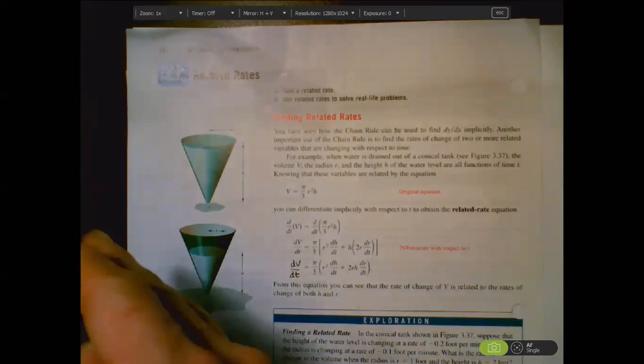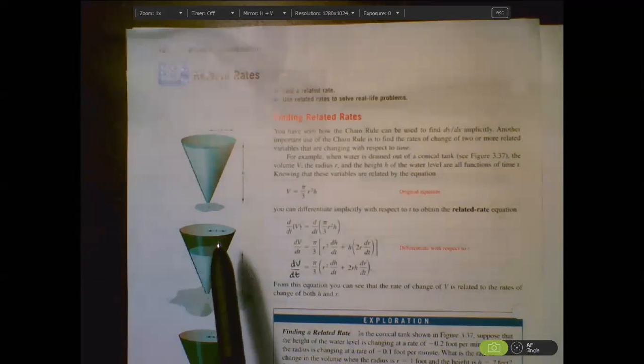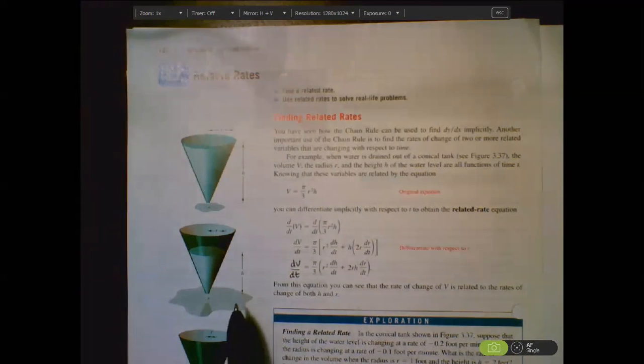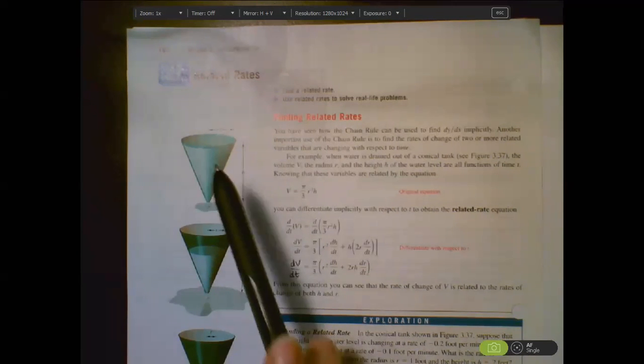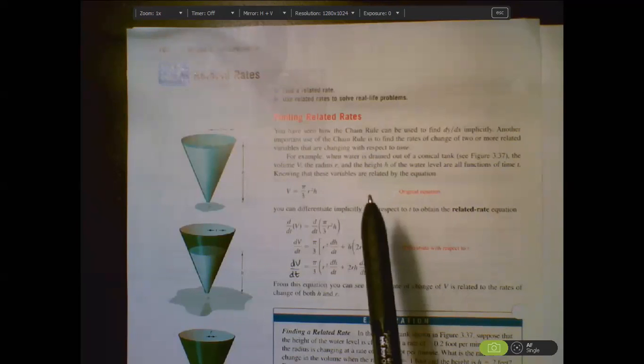If, for example, this is page 182 in the book, if you have water that is dripping out of a cone, how fast the radius is changing is going to affect how fast the height is changing. Or how fast the height is changing is going to affect how fast the volume is changing. So that's what's meant by related rates. The rate of one thing affects the rate of something else.